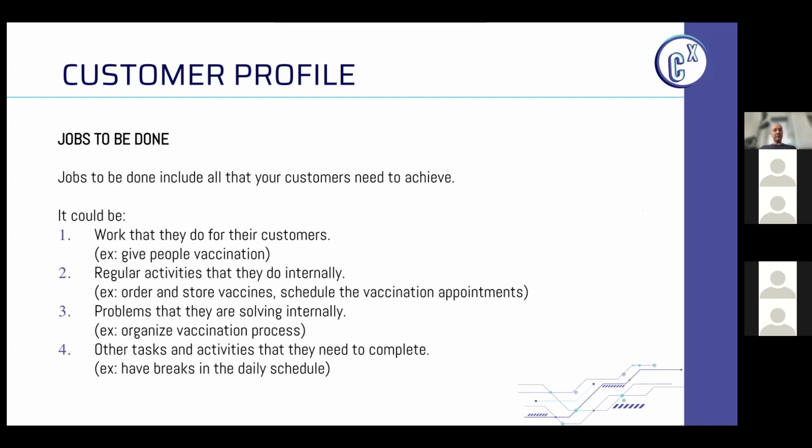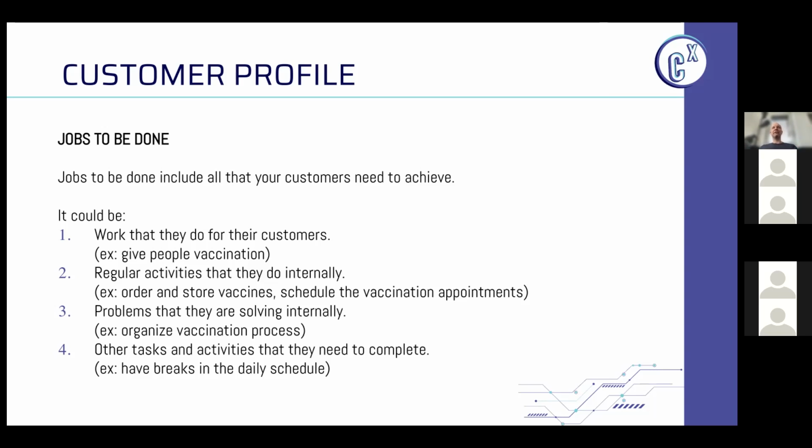When we think about the customer profile, the first and the most important part is jobs to be done. The jobs to be done include all the things that the customers need to achieve. In the example that I will be talking about, I think about some random potential COVID vaccination center, since this is a COVIDX accelerator.